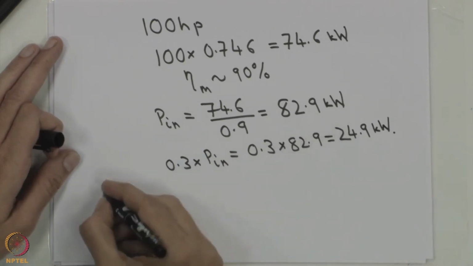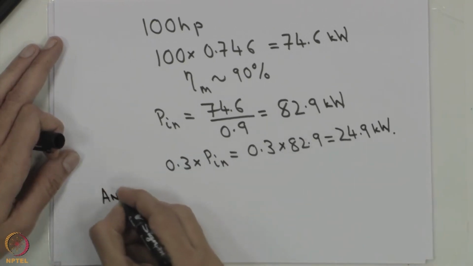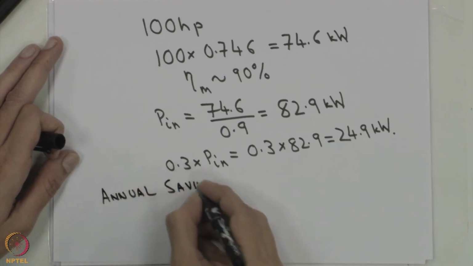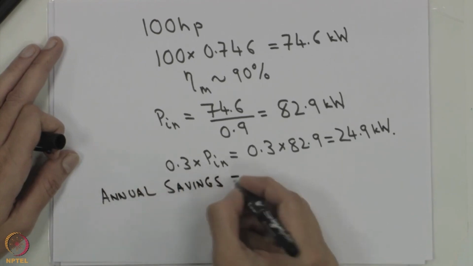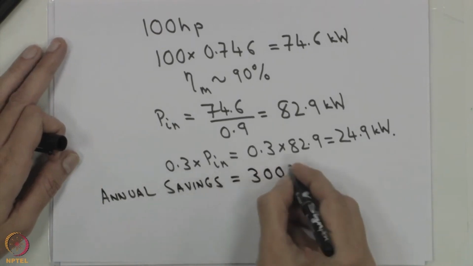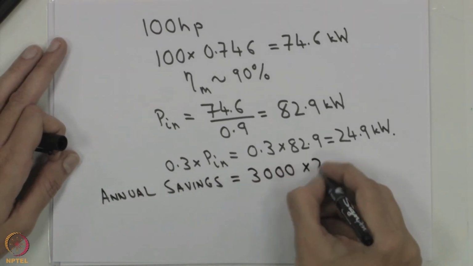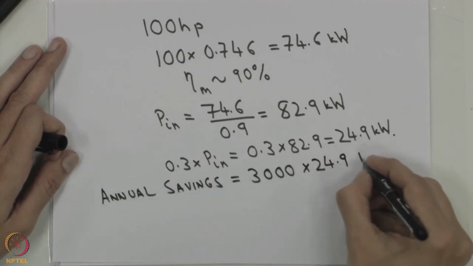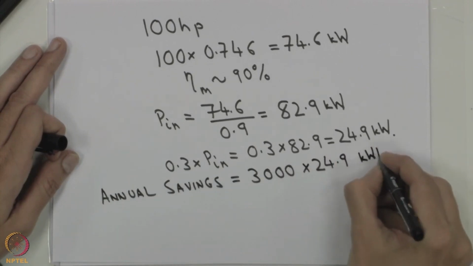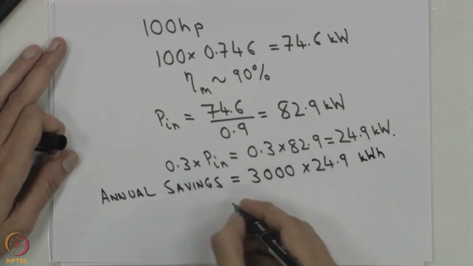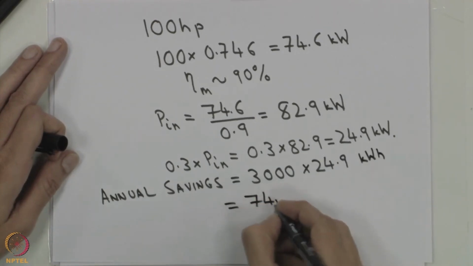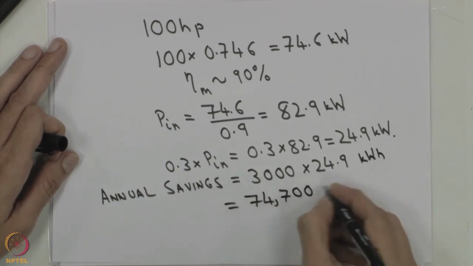So annual savings is going to be 3,000 into 24.9, and the units are kilowatt hours. Okay. So this turns out to be 74,700 kilowatt hours.